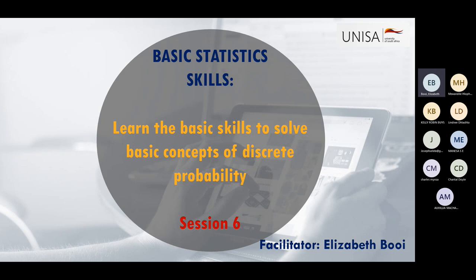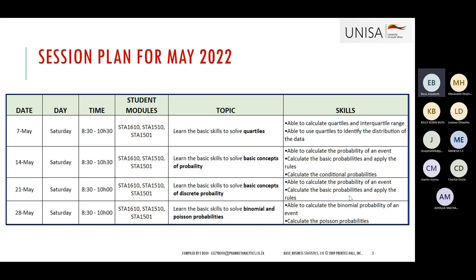Today we're going to learn about the basic skills on how to solve basic concepts of discrete probabilities. Since this is our second last session for May, next week we will look at binomial and Poisson probabilities, which will be the last session for May until further notice. So we're going to start this week by introducing some of these concepts, by learning how to answer questions relating to discrete probabilities and so forth.